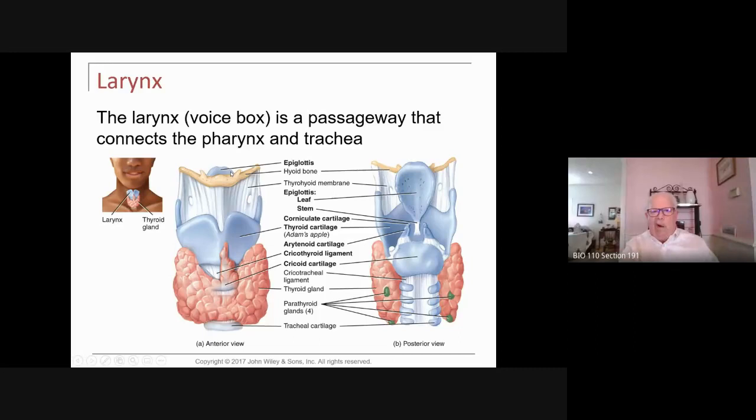There are many parts to the larynx that you need to know, especially the thyroid cartilage. The thyroid cartilage is your Adam's apple. It protects your trachea. Okay? Very important structure. The thyroid cartilage, otherwise known as your Adam's apple.